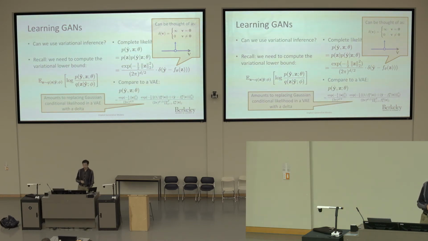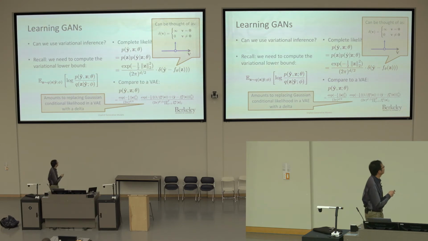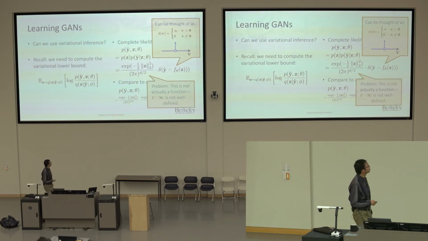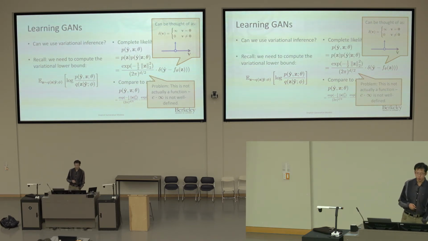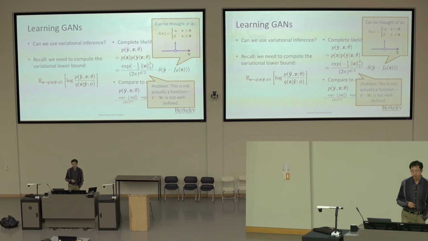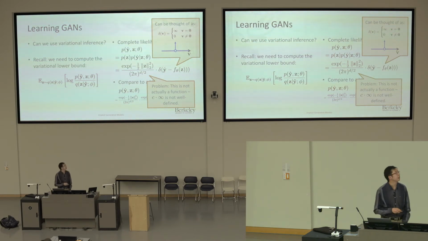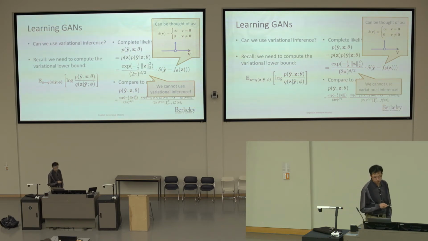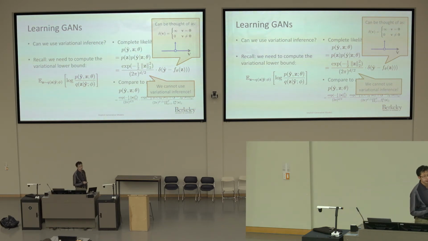Now let's compare that to a VAE. In the case of the VAE, we again have the complete likelihood, and the prior stays the same, and the conditional likelihood is a Gaussian, so we have this instead of that. Now this is problematic in the case of the GAN because the delta cannot actually be evaluated. It's not even well defined. Technically speaking, that's not a function, so we can't compute this at all. That just means we cannot use variational inference.